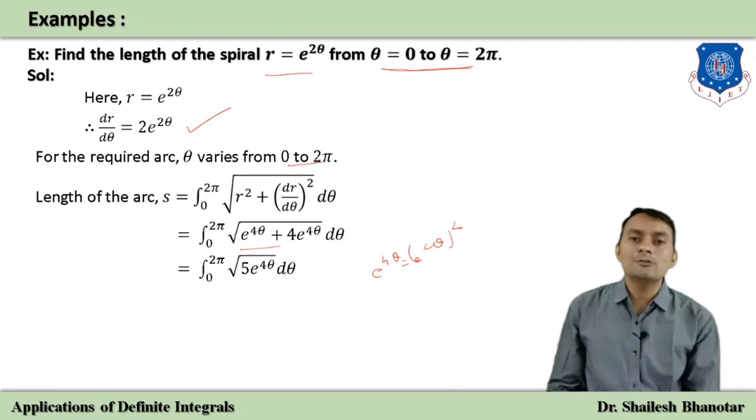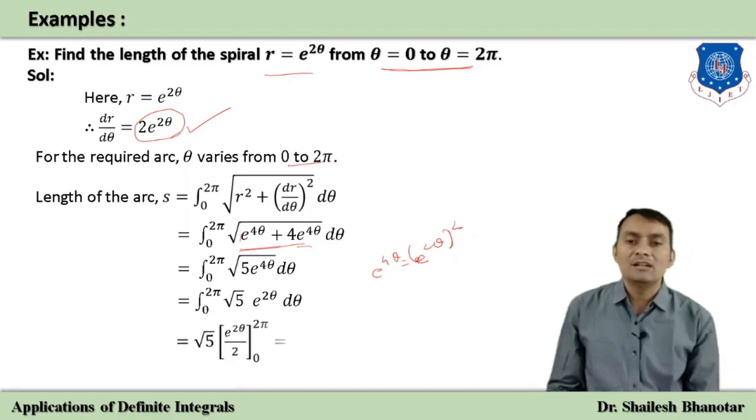But r is nothing but e raised to 2 theta, and when I take this power, I will get e raised to 4 theta, plus dr by d theta is nothing but this one, and when I take the square, I will get this one. You can verify that this is 4 times and this is 1 time, so it will be 5 times. When I remove the square root, I can say square root of 5, and e raised to 4 theta is e raised to 2 theta raised to power 2. When you simplify with the square root, you will get e raised to only 2 theta. When you integrate and put the limits, you will get square root of 5 by 2 into e raised to 4 theta minus 1.